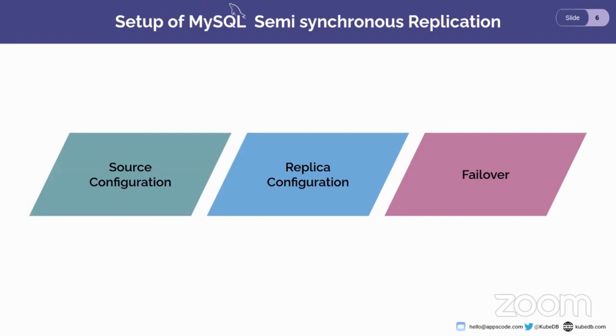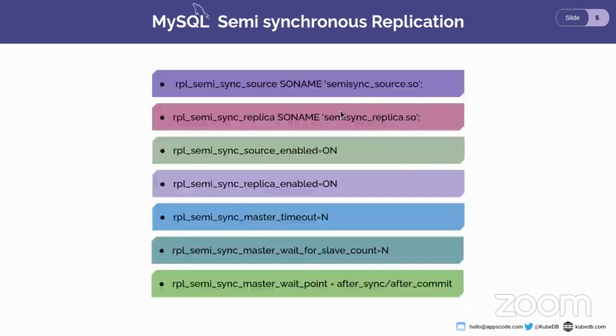If we want to set up the MySQL semi-synchronous cluster manually, what we have to do is configure our source and configure our replica. So if we want to configure our source, in the source server we have to install the source semi-synchronous plugin. We have to enable the semi-synchronous source variable, and then we can set our master timeout, that is how long it will wait for a replica to acknowledge, and then we can also define how many replicas we will be waiting for the acknowledgement from, and the wait point for the semi-synchronous replication.